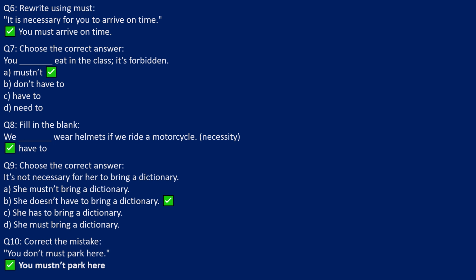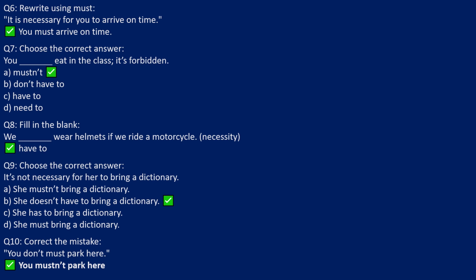Q7. Choose the correct answer. You blank eat in the class. It's forbidden. A. Mustn't. B. Don't have to. C. Have to. D. Need to. Q8. Fill in the blank. We blank wear helmets if we ride a motorcycle. Necessity. Have to.